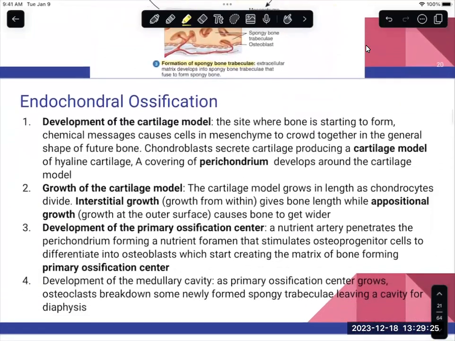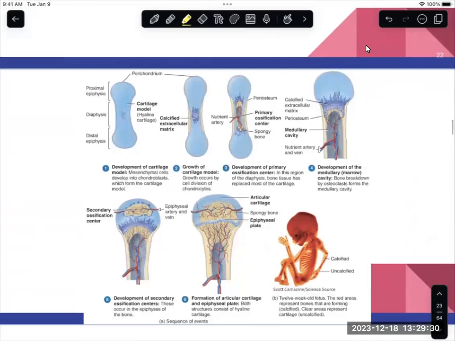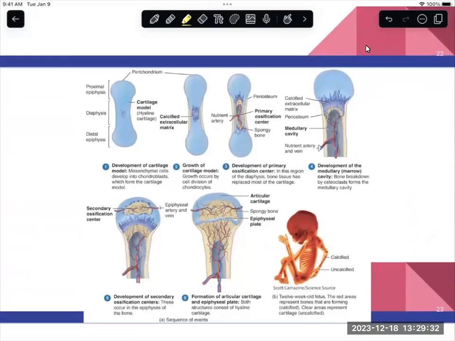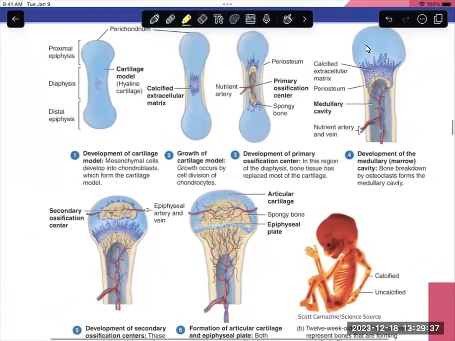Endochondral ossification. Here's all the words. Here's the pictures that say about the same thing, just written out versus pictures, whichever one works best for you. So in this case, we developed hyaline cartilage first. That hyaline cartilage comes from chondroblasts, because all cartilage comes from chondroblasts. Chondro means cartilage. Blast is building that cartilage.